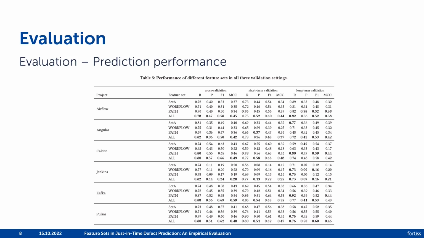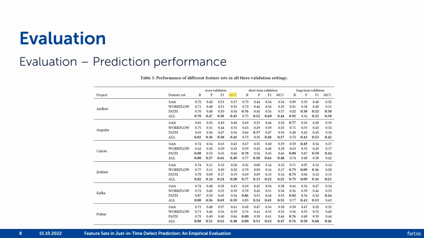So let us take a look at the results of our study and first the overall predictive performance of the models trained with the different feature sets. In this table, we have the model results for the 6 investigated projects trained with the different feature sets as rows, and in the columns we see the 3 different validation settings. For a first overview, let us take a look at the values for the Matthews correlation coefficient in a cross-validation setting. We see that the different performance results vary from project to project and with the used feature set.